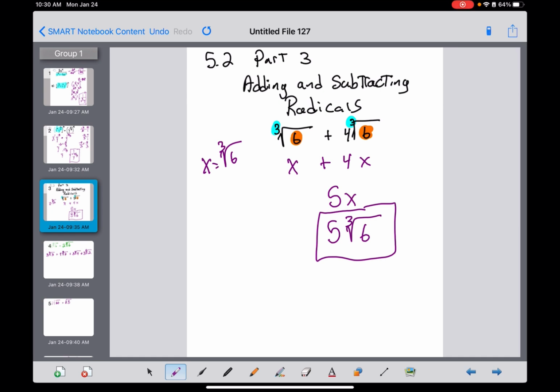But again, this only works if the index and the radicand for that index are the same. You can have multiple things going on, but if the radicand and index aren't the same, you can't combine them. And to combine them, it's just like 4x plus x. It's just 5x. Then you replace your radical with what was there.